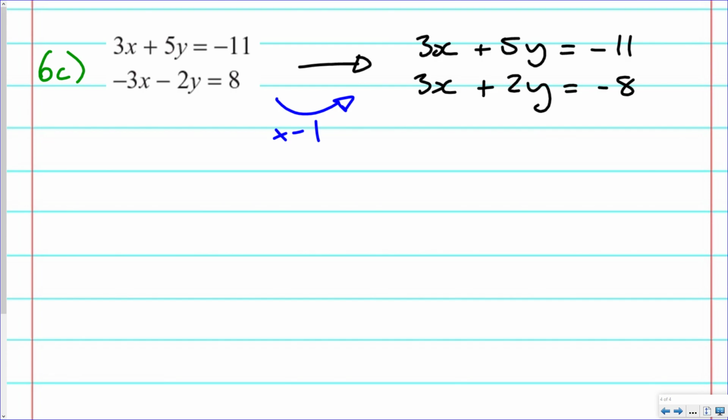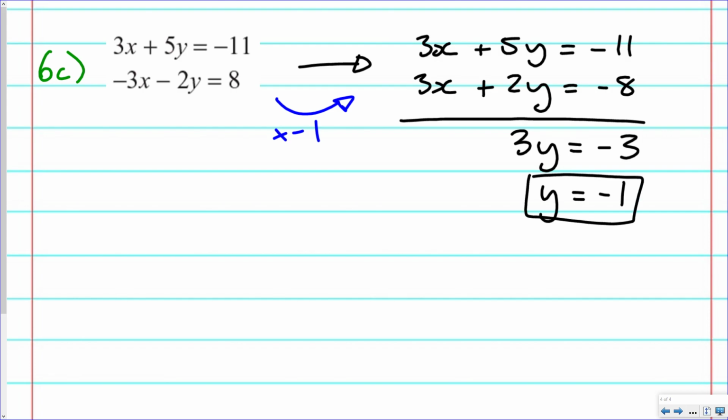The x is identical, so I can start subtracting. 5y minus 2y is 3y. And then negative 11 minus negative 8 is negative 3. And then so y equals negative 1. And now there you have y equals negative 1.